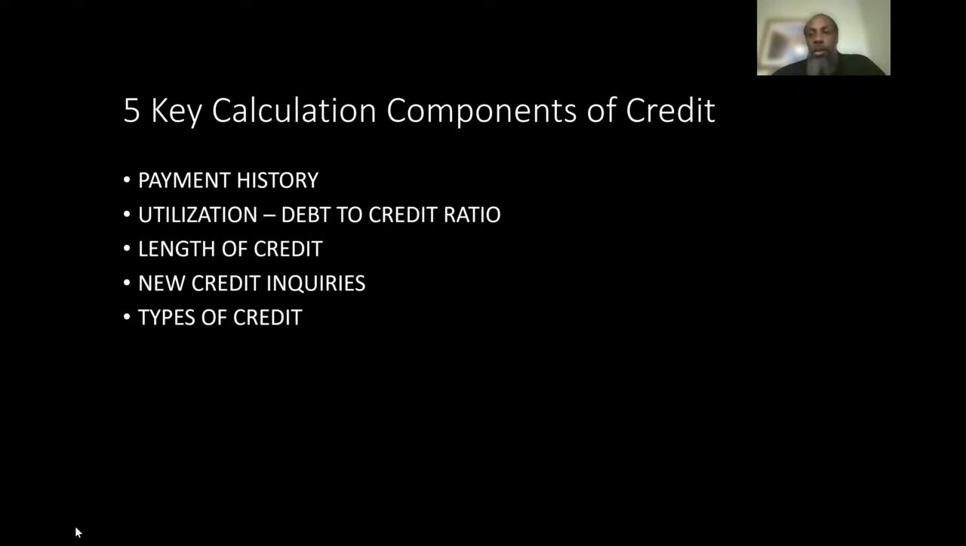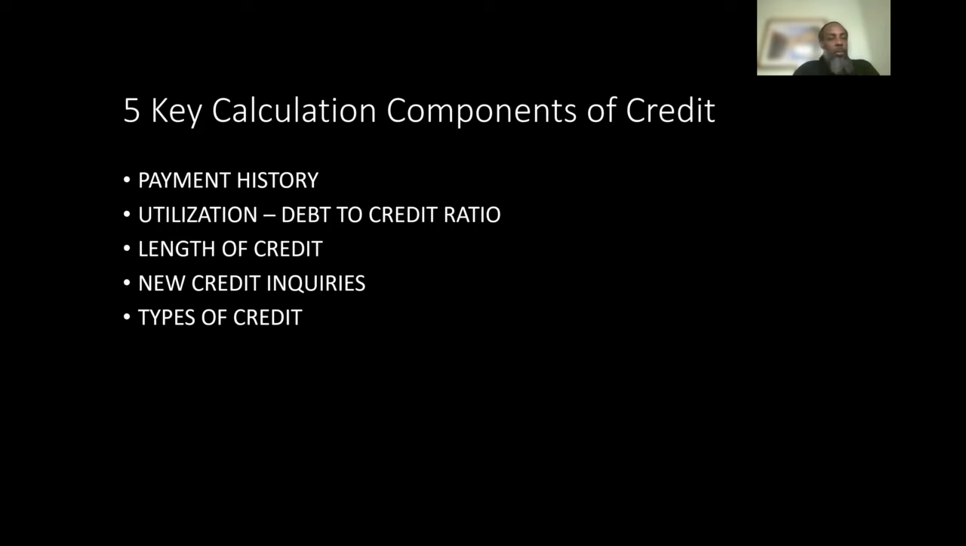All right, so before we jump right in, let's look at the 5 key calculation components of credit again, so we can understand what they are before we continue with the final one, which is types of credit. And so payment history, which is making sure you make your minimum payment before 30 days of being due. If you do it before the 30 days is up, you're good to go. You're going to have a clear payment history, even if you don't pay the card off and only pay the minimum payment. That's the most important key.